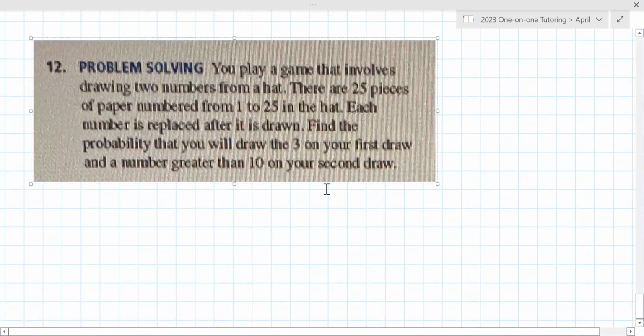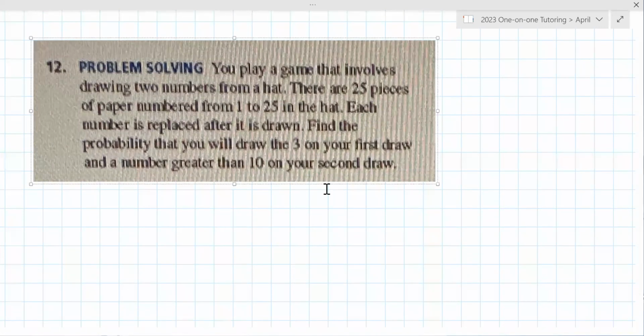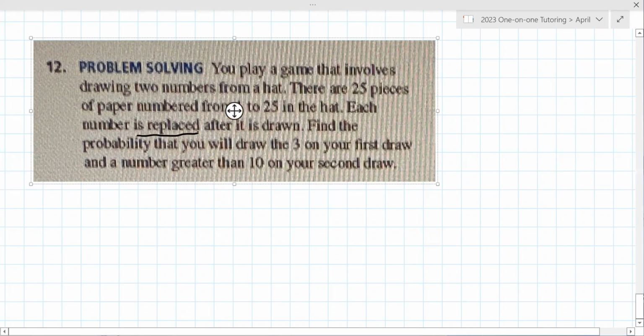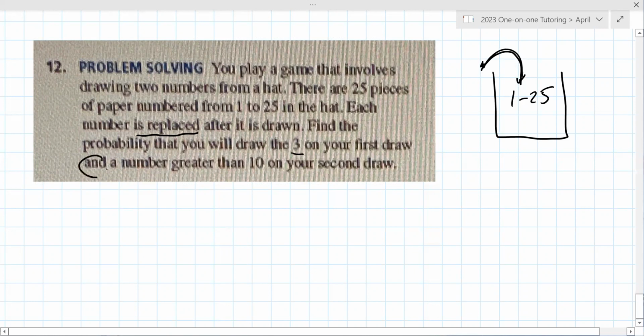It says you play a game that involves drawing two numbers from a hat. The numbers are 25 pieces of paper numbered 1 through 25 in each hat. Each number is replaced after it is drawn. That's very important. So in the hat, 1 to 25, that's 25 total. You take one out, but then you put it back in. Very, very important here. So find the probability that you will draw a 3 on your first draw, and so that means multiplication, and a number greater than 10 on your second draw.